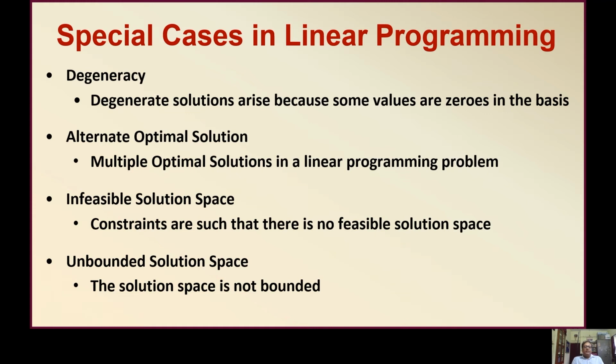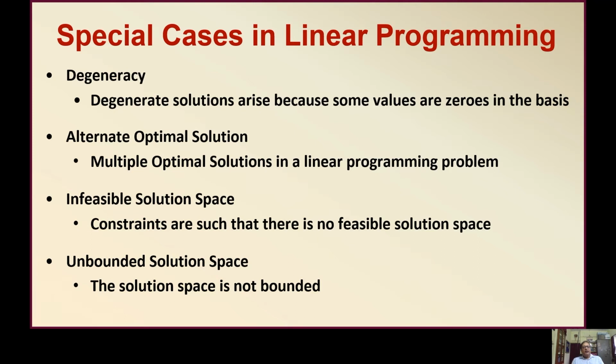The third special case is an infeasible solution space. See, the constraints are such that there is no feasible solution space. If you are solving it graphically, yes, you can find it out. But if you are trying to solve it by the simplex method, chances are that you may actually miss it, because you are not able to see whether there is a feasible solution space, yes or no. So under that situation, what is to be done? We should see in our simplex procedure that there is some indication that the solution space is not feasible.